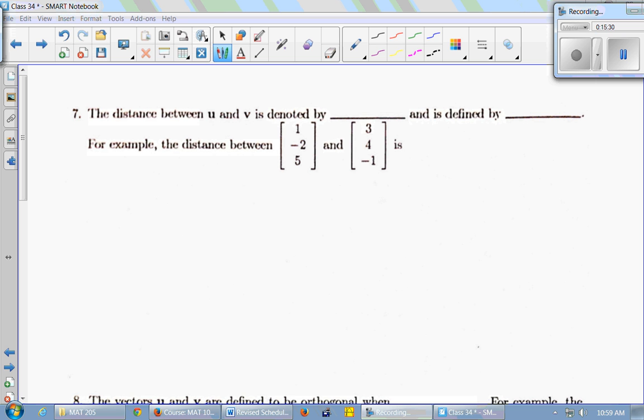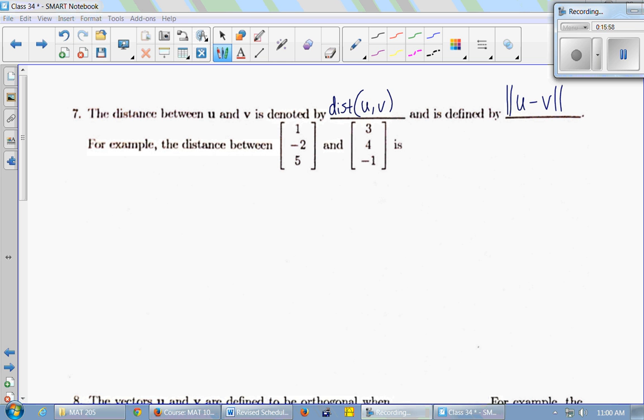The distance between u and v is denoted by d(u, v). The distance and length are the same thing, right? But this is just a notation for the distance between u and v. It's defined by the length of the vector u minus v. So the distance between u and v is the length of the difference between the two of them.